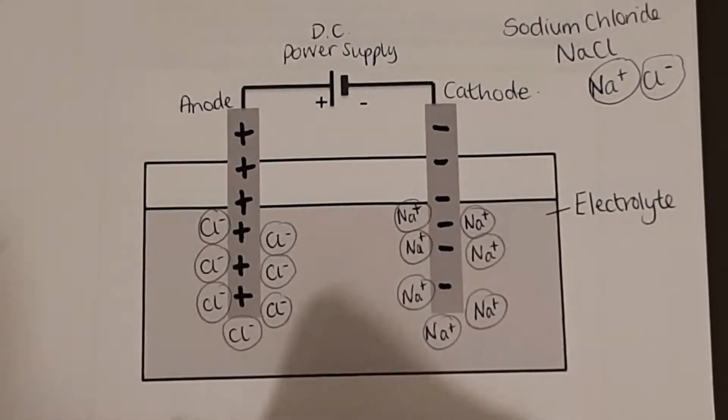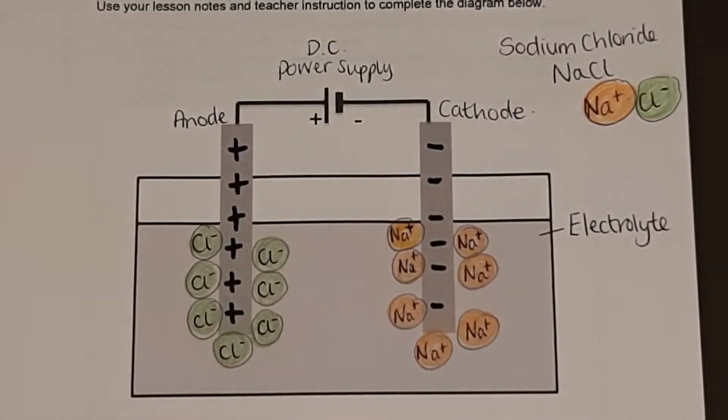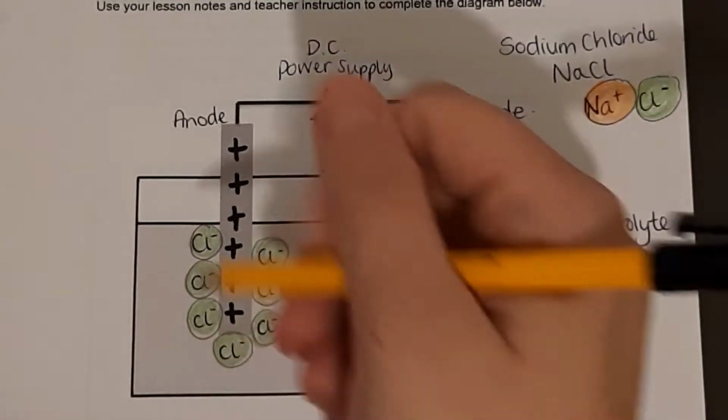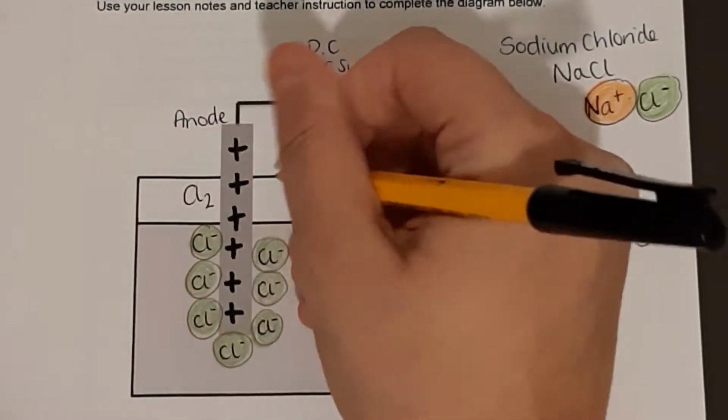So let's colour those in just to show that they're clearly different. We can see here that I've clearly marked which one's a sodium and which one's a chlorine. And so what's going to happen here? Well, when they join up to the anode, they will lose their charges. They will discharge and become atoms again. And the chlorine atoms go around as a diatomic pair, which means they wander around as Cl2.